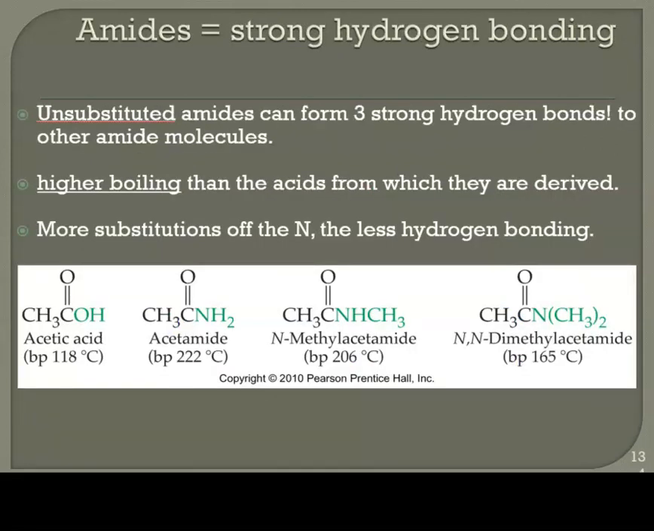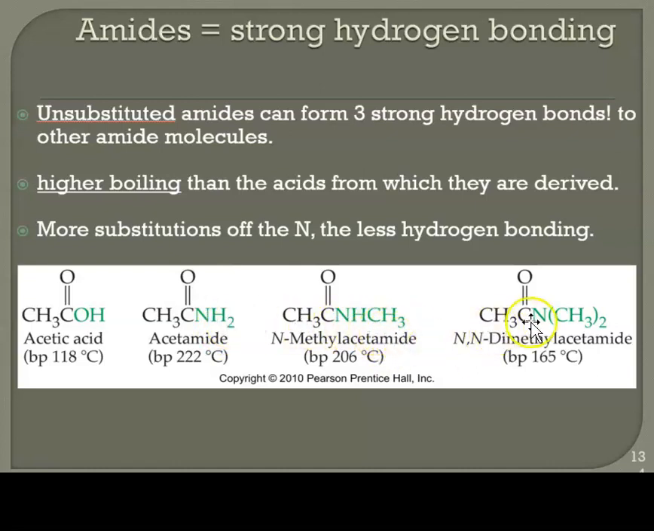Unsubstituted amides can form three strong hydrogen bonds, and that's because they'll have multiple areas where they can interact with hydrogen. The nitrogen can bond to another hydrogen, and these two hydrogens off of that nitrogen can bond to two other nitrogens or oxygens. So they produce a lot of different places where they can interact.